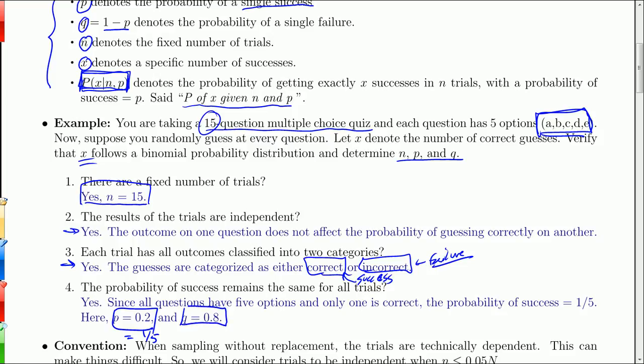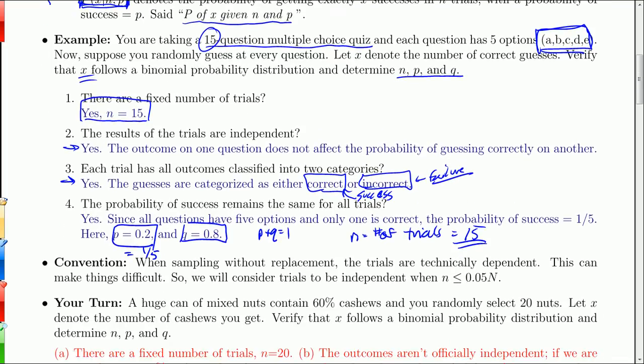Q is 0.8. Remember, P plus Q always equals 1. And then N is the number of trials, and that equals, what are we doing here? We're answering 15 questions, right? Okay, so that situation does result in a binomial probability distribution.